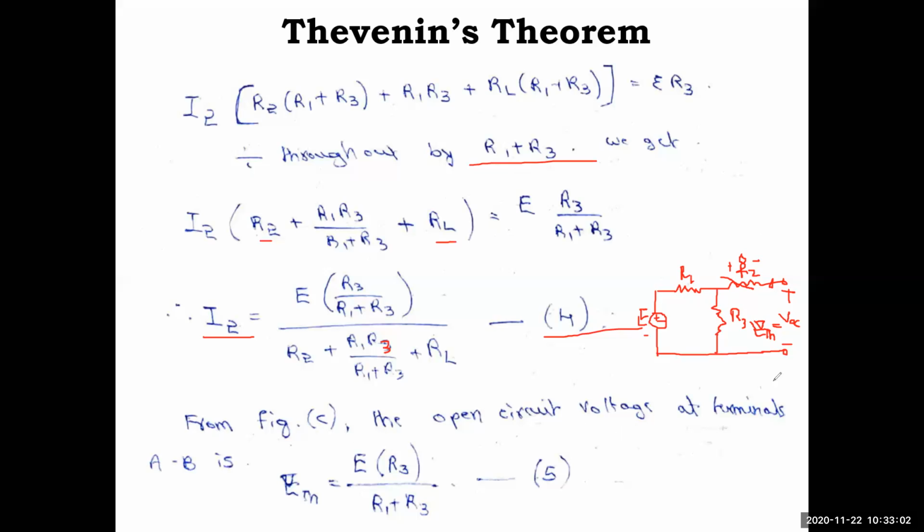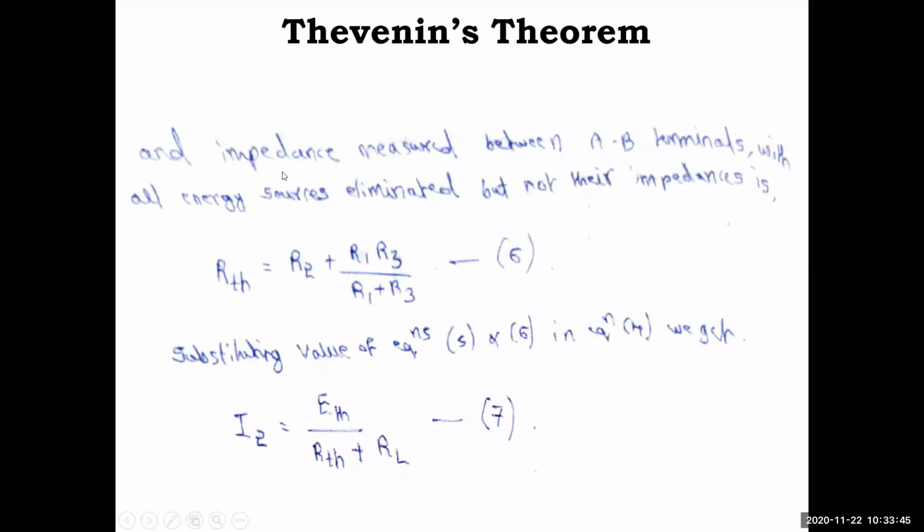From figure C, the open circuit voltage at terminals AB is from the voltage division rule. We have learned it in basic concepts, so you can recall the formula. So ETH, the open circuit voltage looking from this side, where we are looking at the terminals R3, so that's the resistor now. Total voltage is E, so E into R3 divided by the sum of resistances, R1 plus R3. This is the equation, so make this equation number 5. Hope it is clear.